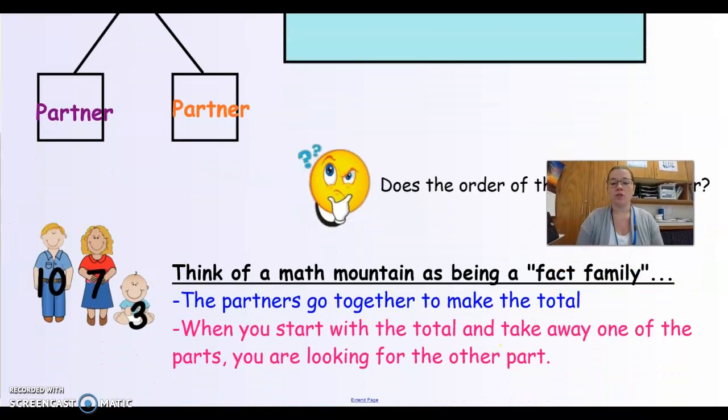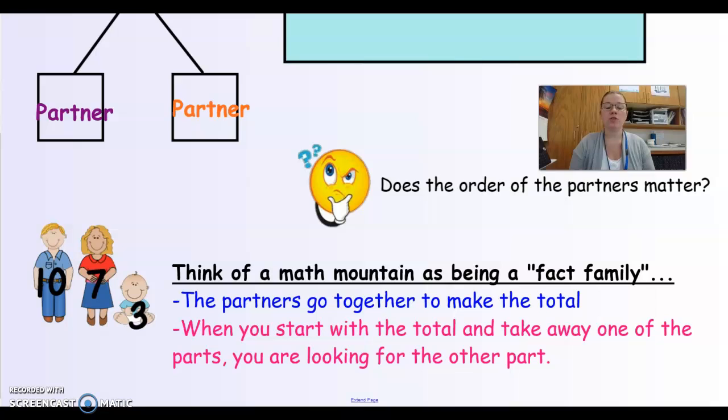So the Math Mountain can also be like a fact family. So the partners go together to make the total. All right, when you start with the total and take away one of the parts, you are looking for the other part. And we're going to go through that.